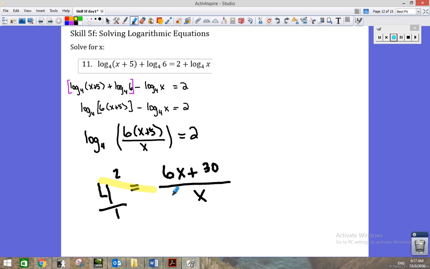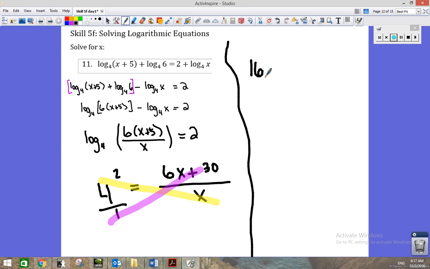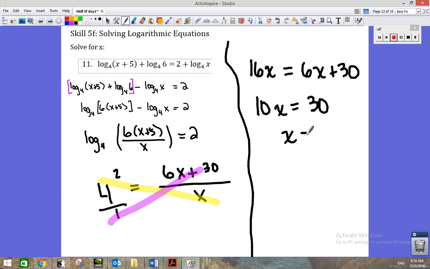If I write this over 1, I have a proportion. One technique to solve a proportion is to cross multiply. Along one diagonal, 4 squared is 16, so we get 16x, and along the other diagonal, we have 6x plus 30. Now if we solve this to get x by itself, I get that x is equal to 3, if I haven't made a silly mistake. Make sure that by plugging 3 in, we don't take the log of 0 or the log of a negative number. 3 plus 5 is positive, 3 is positive, so this is the solution to this equation.